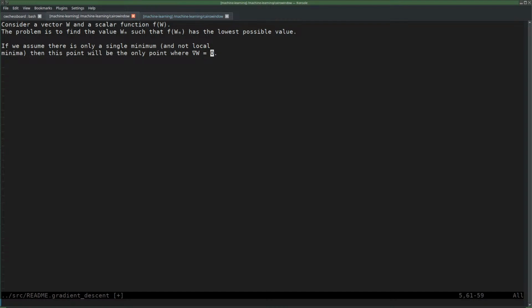So, no, I'm confused. Is this the right thing here? I guess so. Anyway, let's begin with a super simple example, and that means one dimension, right?